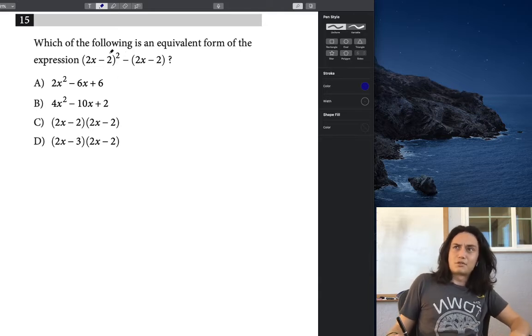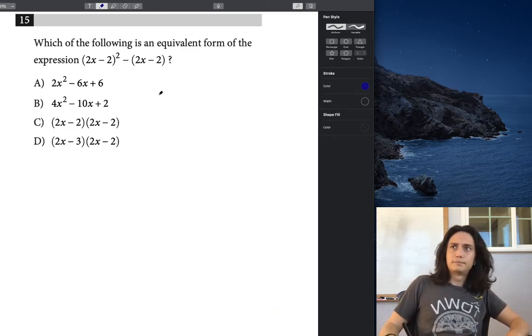Actually, I guess there's a bunch of ways you can screw this up, but I'm going to expand this and then I'm going to subtract. I guess you need to distribute this negative sign. That's totally one way to screw this question up. And then combine the like terms and it's going to be one of these and then you win. So let's just spread this out.